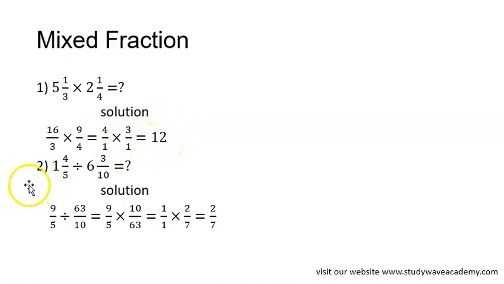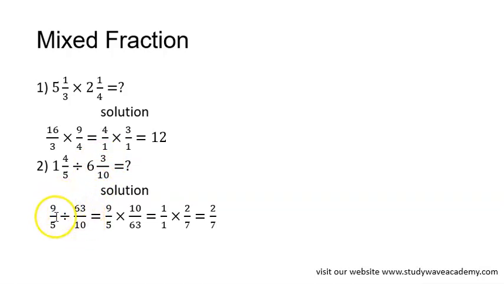Okay. Then we have here 1 fraction 4 over 5 divided by 6 fraction 3 over 10. We turn it into an improper fraction. 5 times 1 plus 4. It's going to give us 9 over 5. You maintain the denominator. Divided by 10 times 6 is going to give us 60 plus 3, 63 over 10.